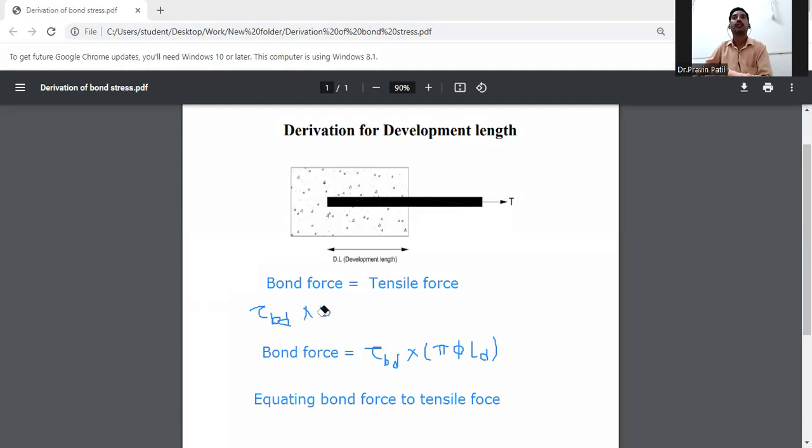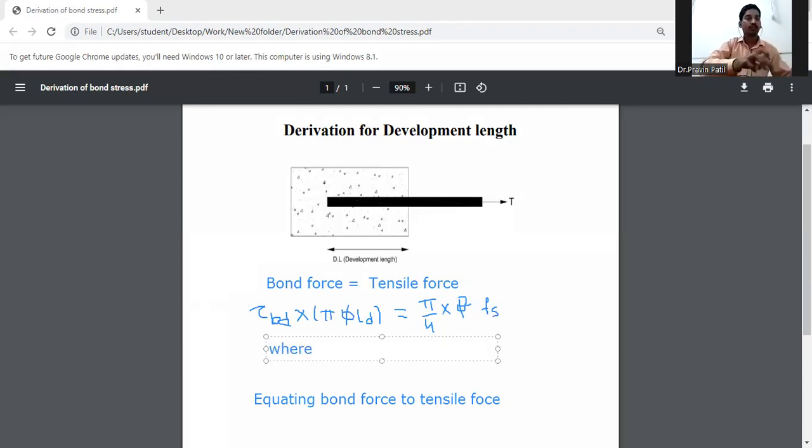Sorry, this one is pi into diameter of bar into LD, the development length, and it is equal to the tensile force, pi by four into diameter squared into Fs, the tensile strength, where Fs is equal to 0.87 Fy.